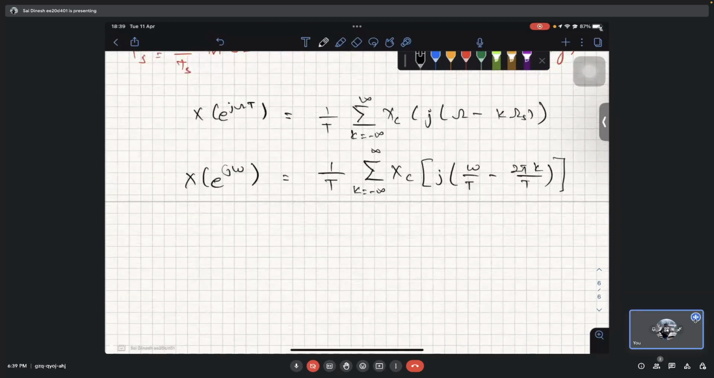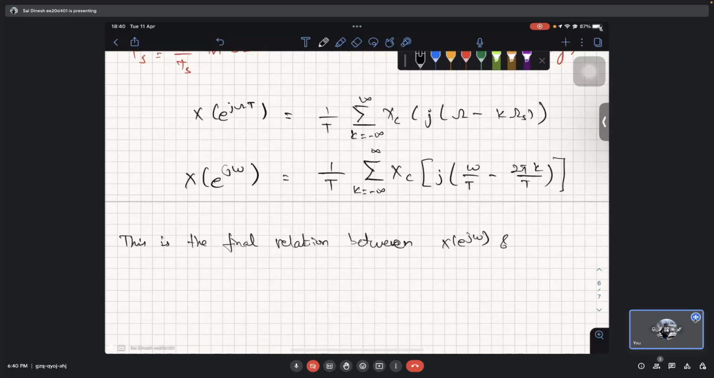So this is the final form, that is the final relation between X e power j omega and Xc of j omega, or x of n and xc of t. That is the discrete time version of the original signal, right?